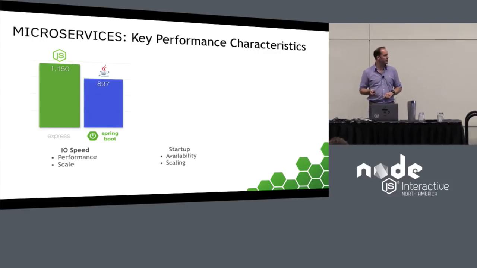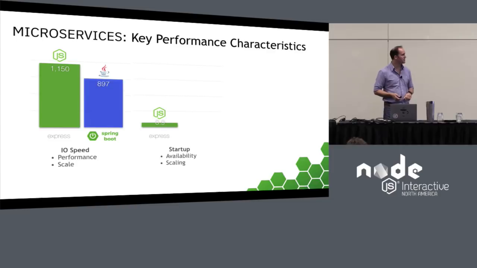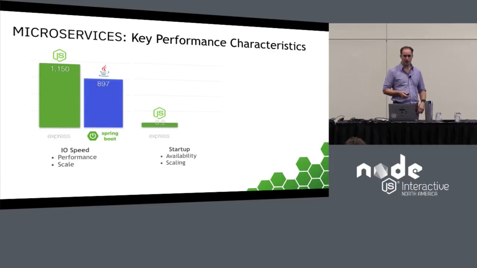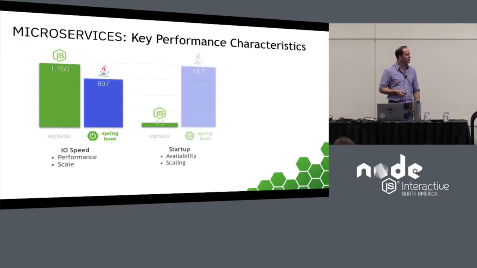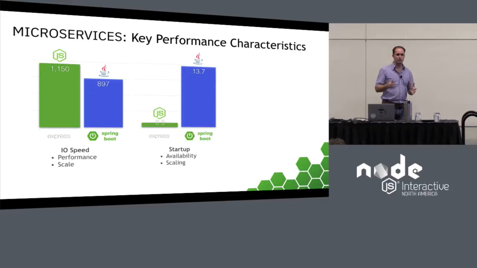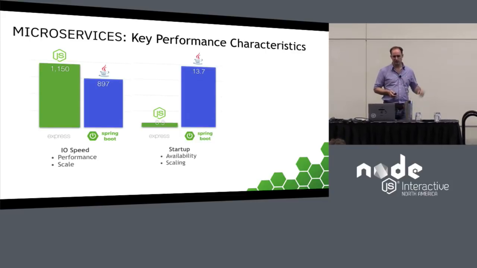So looking at the same things again, this is the startup time for Express, so around 0.9 seconds to start a Node Express application. The same as Spring Boot, takes almost 14 seconds. So on startup speed, Node.js is significantly better than microservices frameworks in Java.